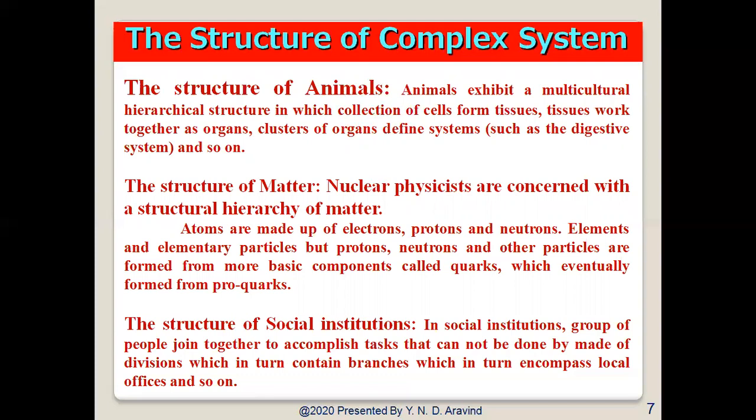nuclear physicists are concerned with the structural hierarchy of matter. We know that atoms are made up of electrons, protons, and neutrons, and electrons are elementary particles, but protons, neutrons, and other particles are formed from more basic components called quarks, which are eventually formed from proquarks. Again, we find a great commonality in the form of shared mechanisms, which unifies the vast hierarchy.